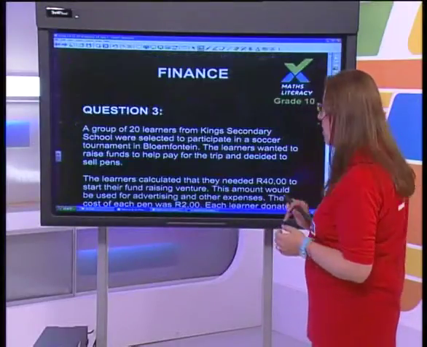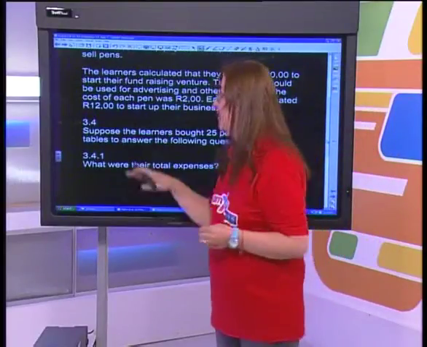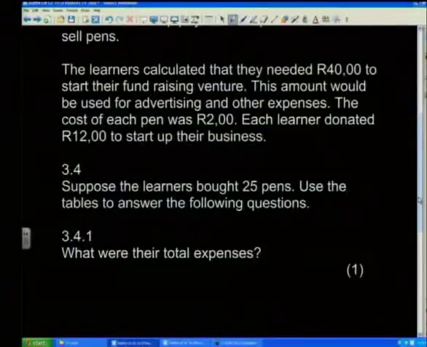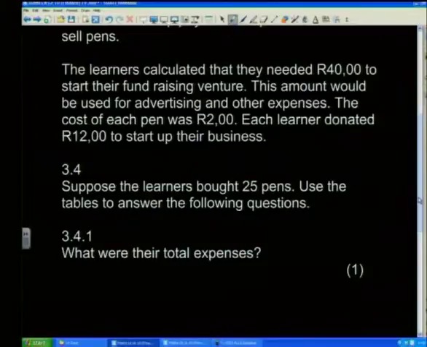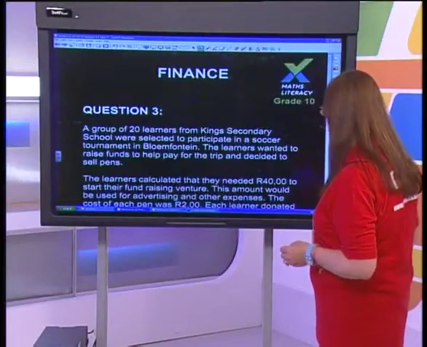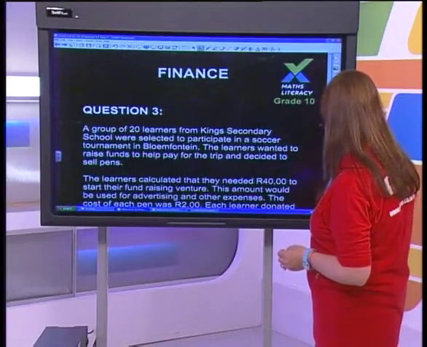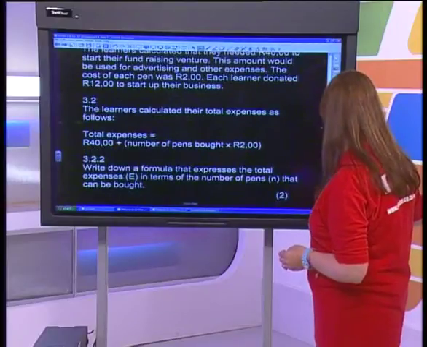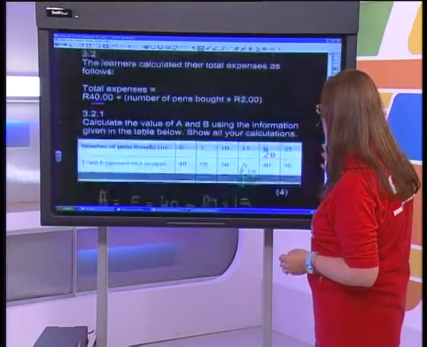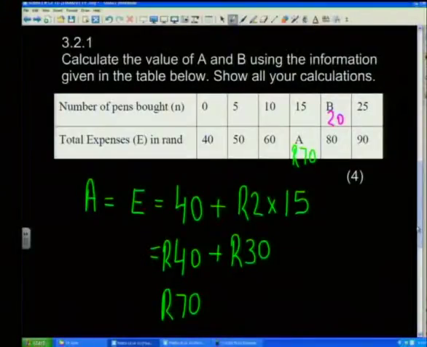I'm going to leave out the graph for a moment because I want to see if we can answer these questions without the graph. So suppose that the learners bought 25 pens. Use the tables to answer the following questions. What were their total expenses? So you go back to our table of expenses. I'm going to have to find that. Back to our table of expenses. They bought 25 pens. Their expenses is 90 Rand.